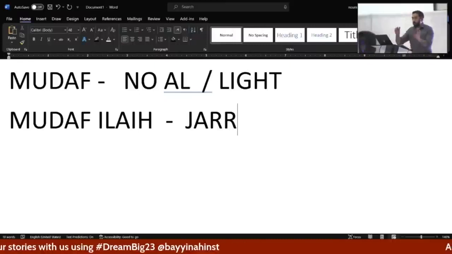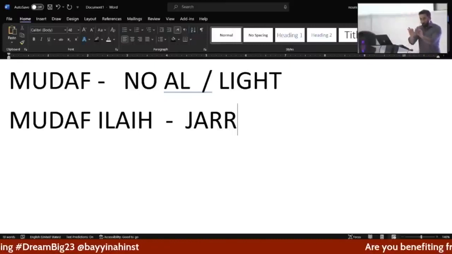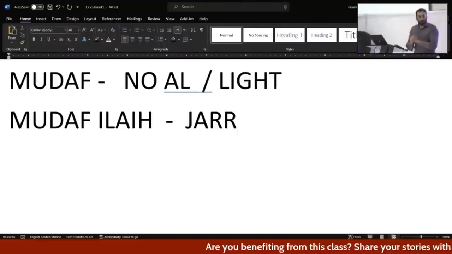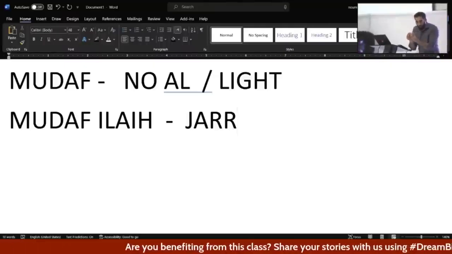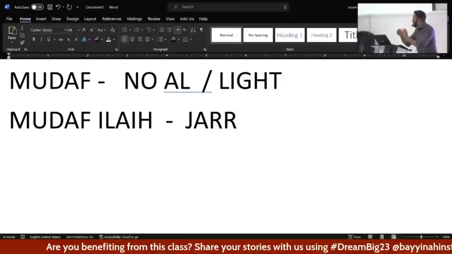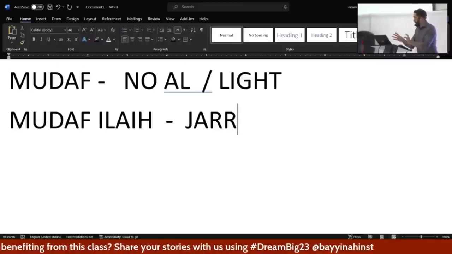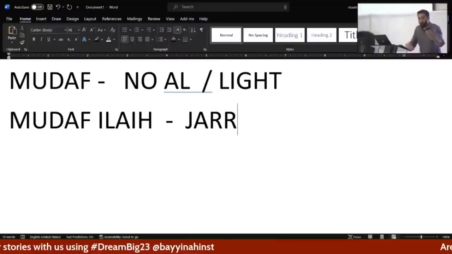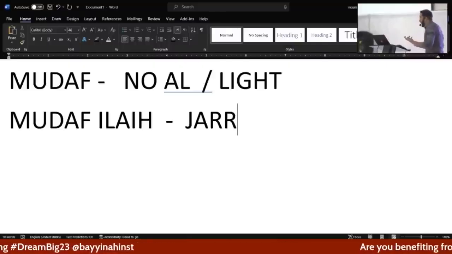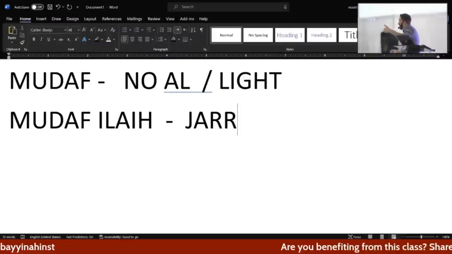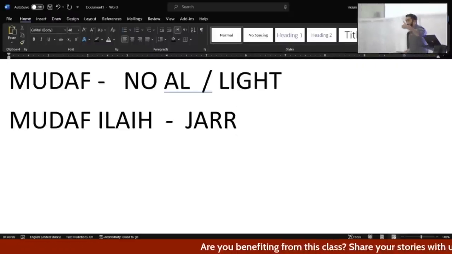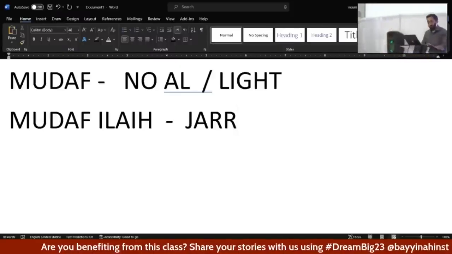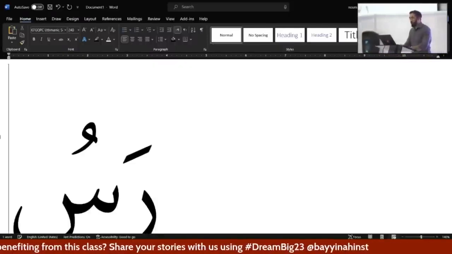If you can do that to any two words next to each other, automatically an of gets created in Arabic. Automatically, what happens in Arabic? OF. There is no of in Arabic. The word doesn't exist. It happens when you get a mudaf and a mudaf ilayh. How do you get a mudaf and a mudaf ilayh? The first word has to be what two things? Light and no al. And the second word has to be what? Jar. So if I say, and you've heard this a bajillion times.